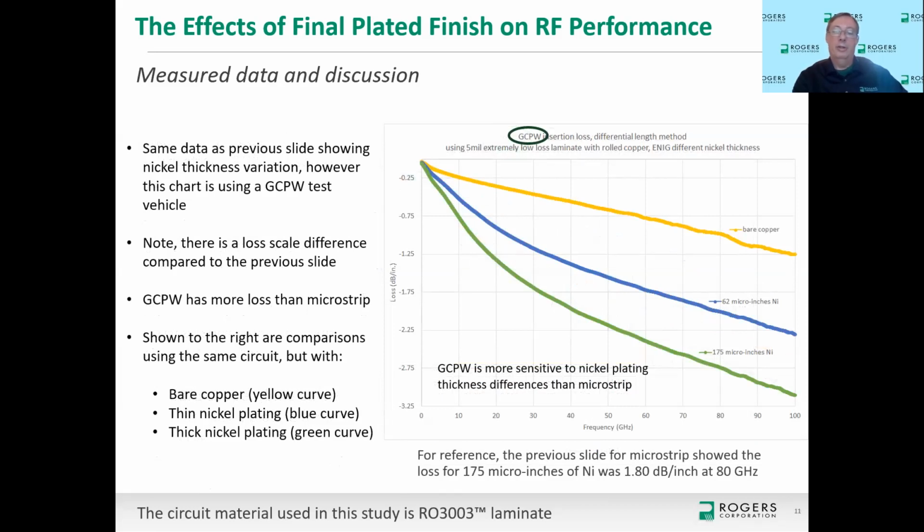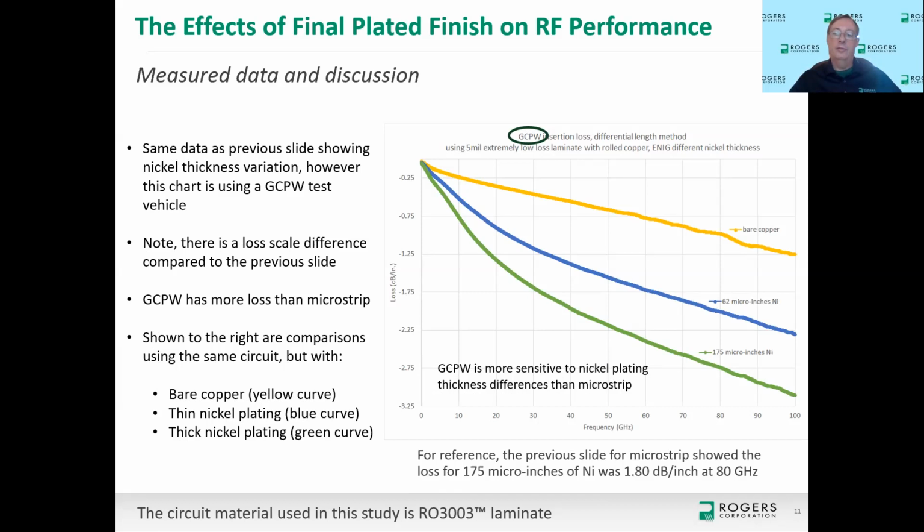Again, it's the same material as the last study that I showed, 5 mil thick RO3003 with rolled copper. And now you can see the difference between bare copper and the ENIG is more dramatic. So the ENIG losses are more. By the way, the y-axis scale is larger numbers here than the previous slide. So there are more losses here associated with ENIG. But also there's bigger differences between the thin nickel and the thick nickel. So the normal nickel thickness variation in making a circuit is going to be much more significant with a tightly coupled grounded coplanar waveguide than it will be with a microstrip.